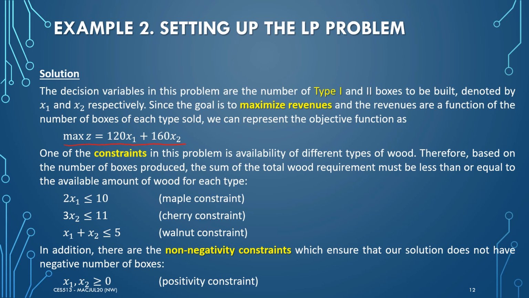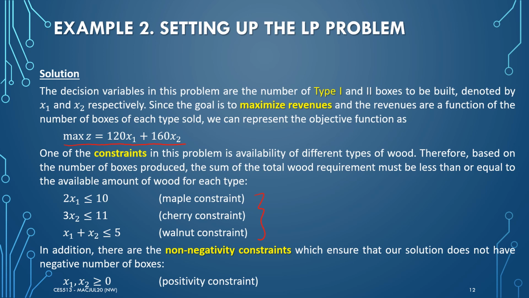One of the constraints in this problem is availability of different types of wood. Therefore, based on the number of boxes produced, the sum of total wood requirement must be less than or equal to the available amount of wood for each type. So these are the wood constraints. The first one is 2x1 ≤ 10 for the maple constraint, 3x2 ≤ 11 for the cherry wood constraint, and the third one is x1 + x2 ≤ 5 for the walnut type of wood constraint.